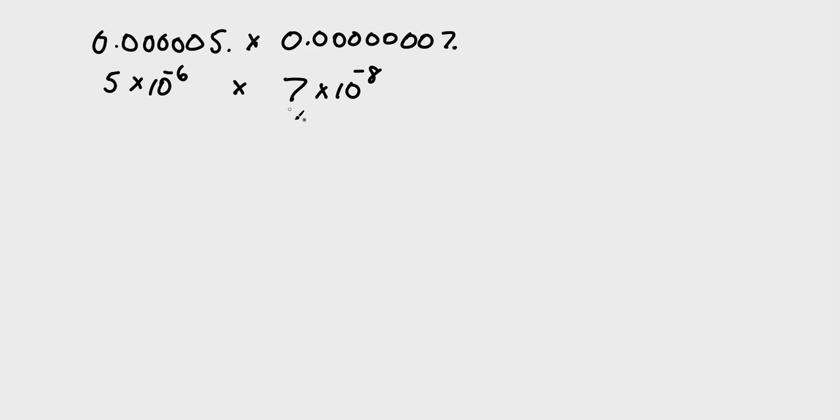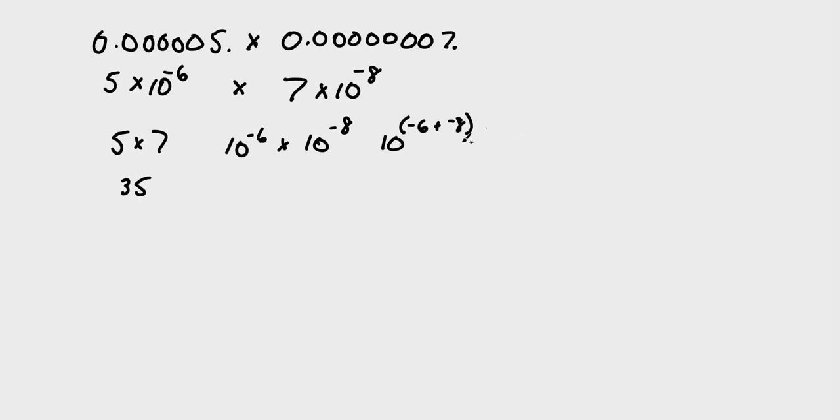Okay. So this will give us an interesting opportunity to show you a little something that happens sometimes as well. So 5 times 7. Let's deal with our numbers first. That one you should know is 35. Now let's do our exponents. 10 to the -6 times 10 to the -8. Again, that's just adding them together. So -6 plus -8, or -6 minus 8, is -14. So we got 35 times 10 to the -14th power.